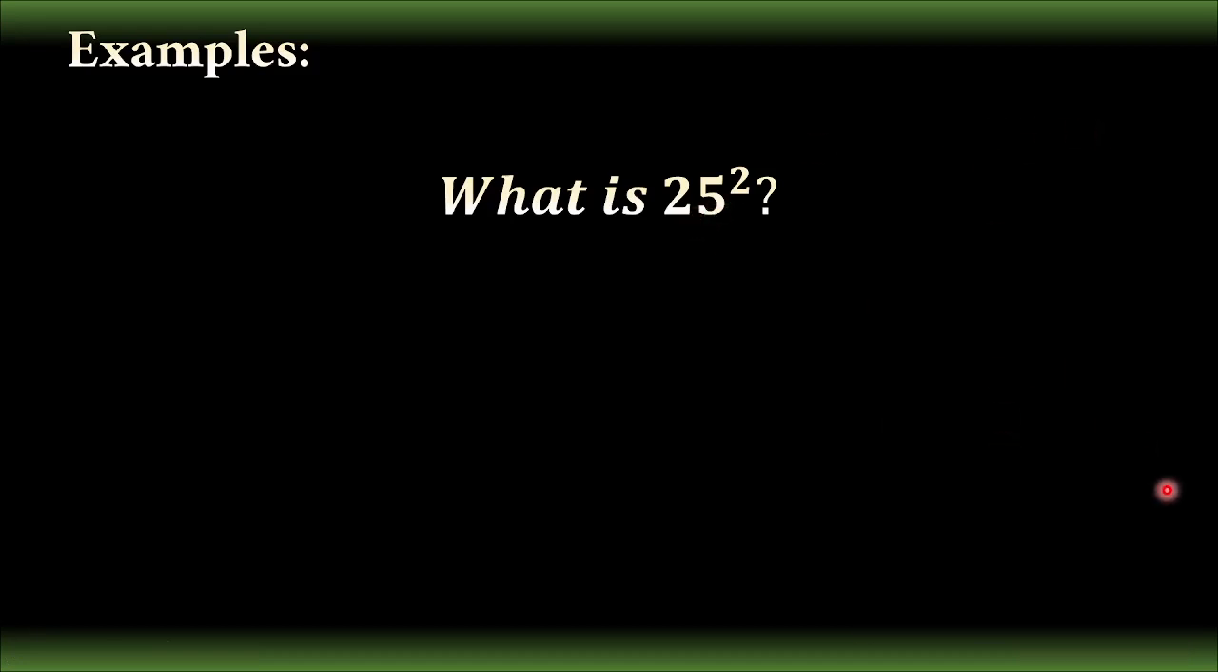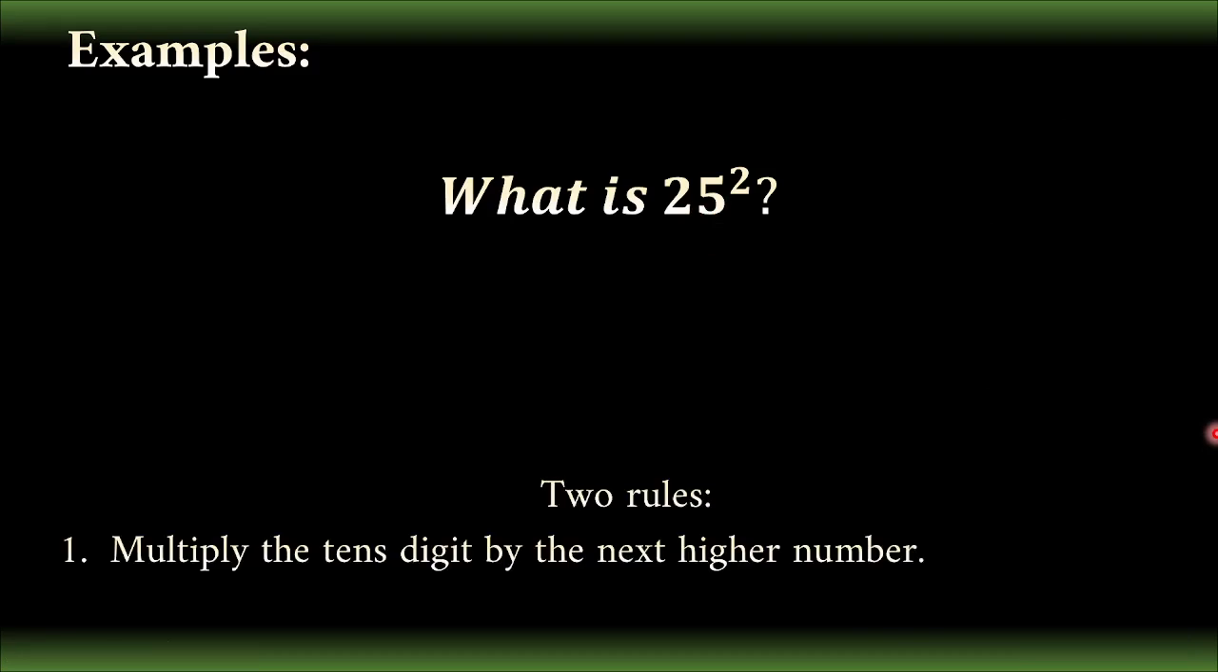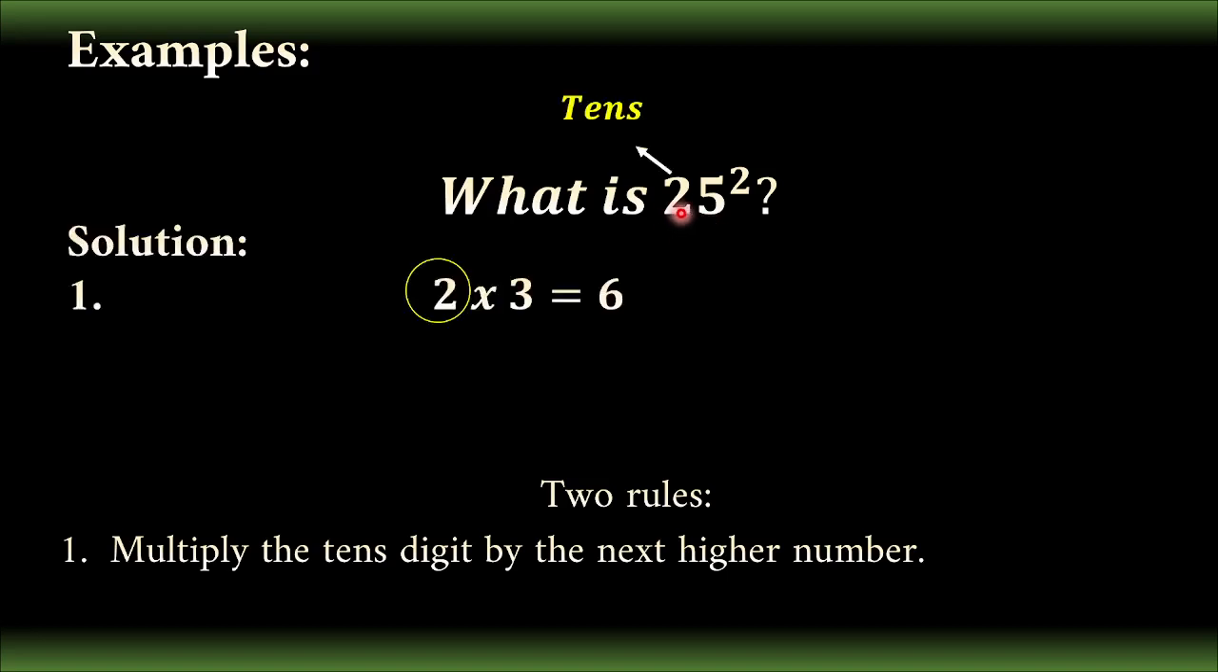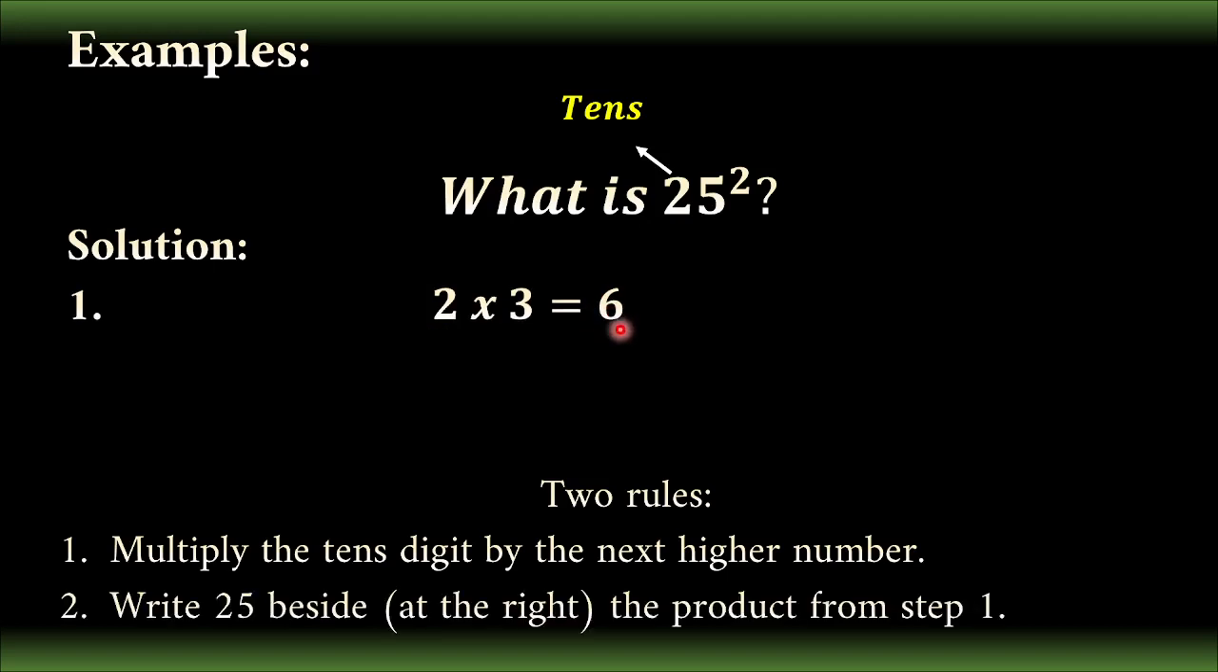So what is the square of 25? We have to follow these two rules. Number one is to multiply the tens digit by the next higher number. Here, the tens digit is the number 2. So according to rule number 1, we multiply the number 2 by the next higher number, which is 3. So we have 2 times 3, which is equal to 6.